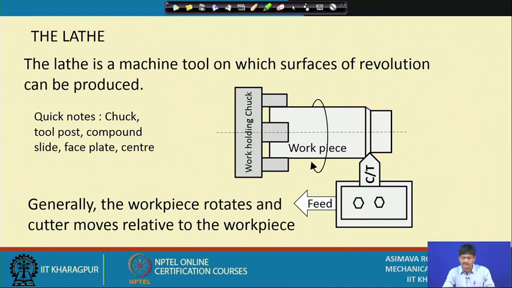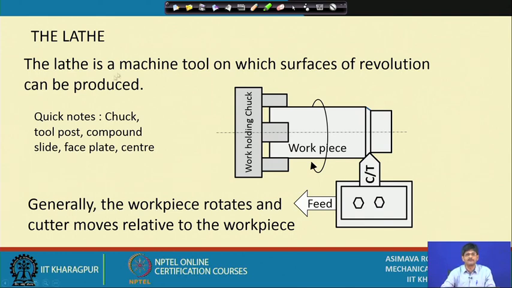On the lathe, basically we first of all have to have provision for holding the workpiece rigidly and securely, so that it does not slip, because heavy forces are going to occur during cutting of metals. For example, in hundreds of newtons.